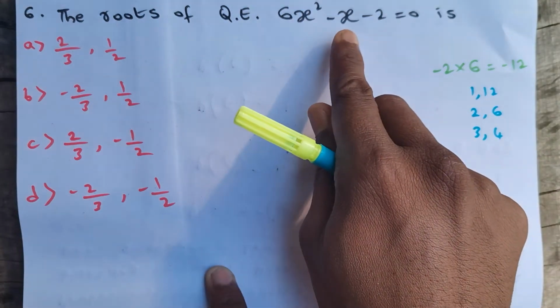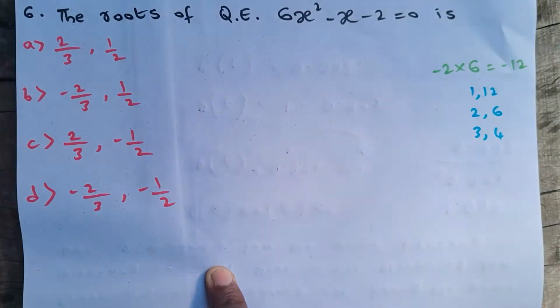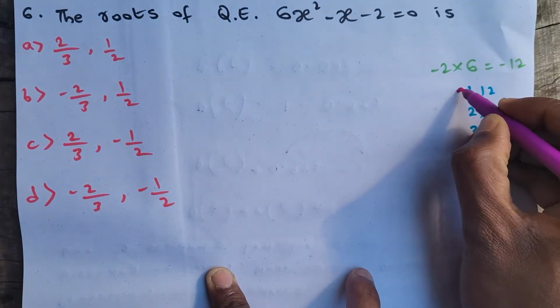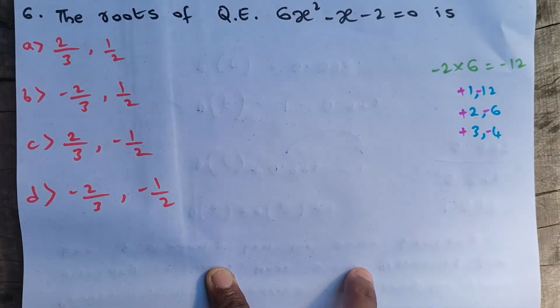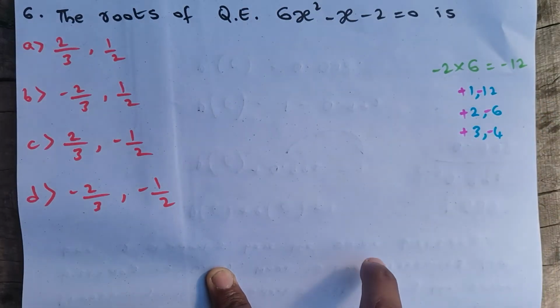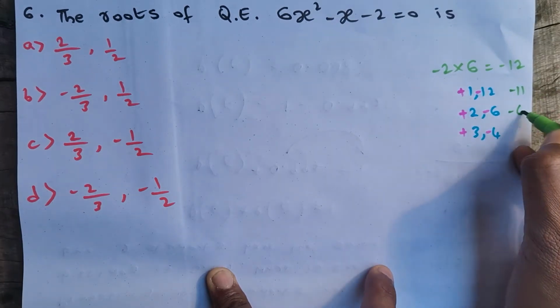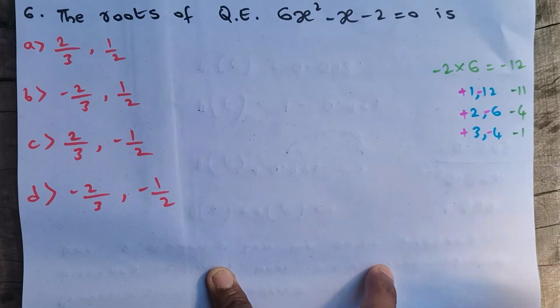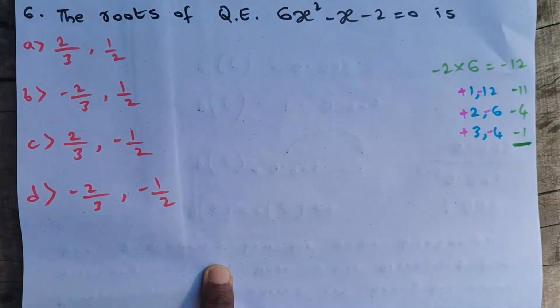Okay, now here the middle term is minus, the last term is also minus. So in these pairs, the bigger number should be minus, the smaller number should be plus. Now do the calculation. Plus 1 minus 12 is minus 11, plus 2 minus 6 is minus 4, plus 3 minus 4 is minus 1. So this minus 1 is our middle term. So the last pair is the correct pair.